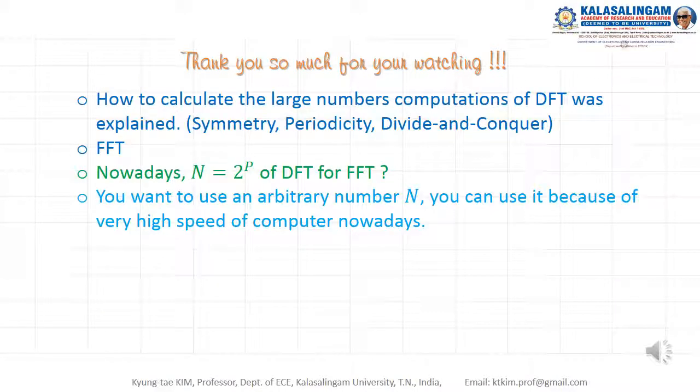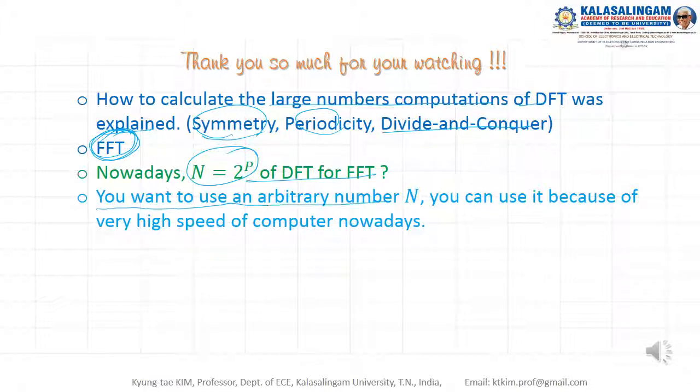Okay, thank you so much for watching today. How to calculate the large numbers of computations in DFT was explained. This is for the properties of symmetry and periodicity, and we did the divide and conquer approach. By using this, we can make the fast Fourier transform. Nowadays we have to use this, though sometimes it is not needed. If you want to use arbitrary numbers of n, you can, because of the very high speed of modern computers. Therefore, finally, you can use any number of data points n.